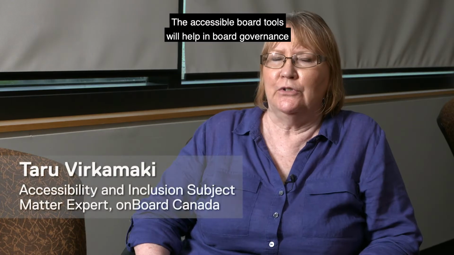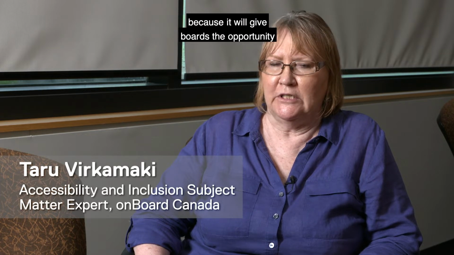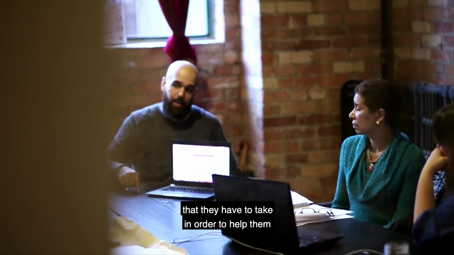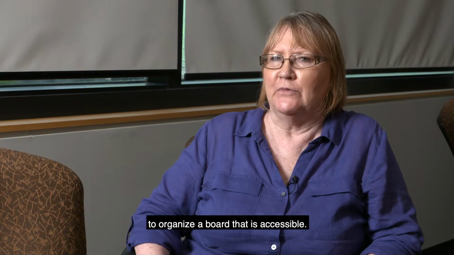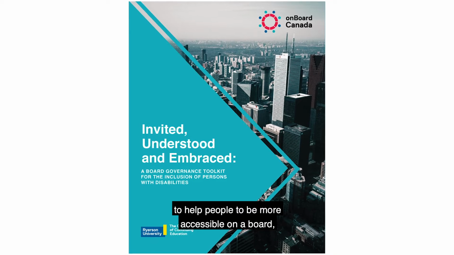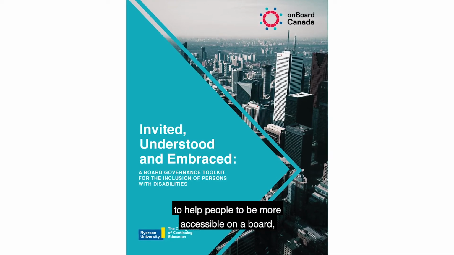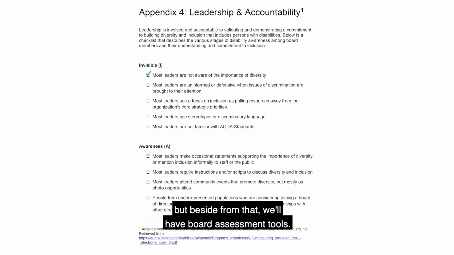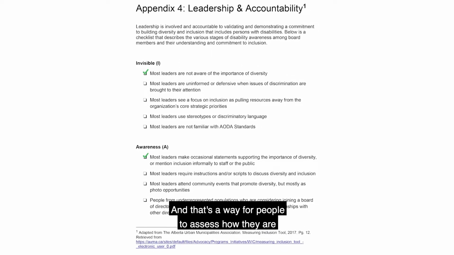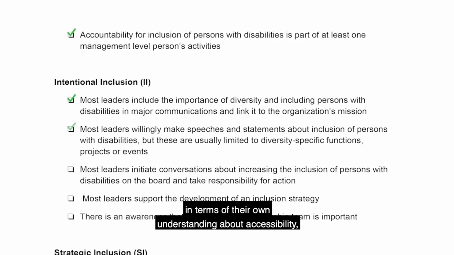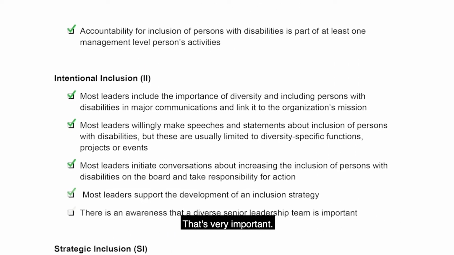The Accessible Board Toolkit will help in board governance because it will give boards the opportunity to really look at the different steps that they have to take in order to organize a board that is accessible. Some of the tools that we have in our toolkit to help people to be more accessible on a board, we have new policy and procedures, but besides that we'll have board assessment tools. And that's a way for people to assess how they are in terms of their own understanding about accessibility, some of their own biases. That's very important.